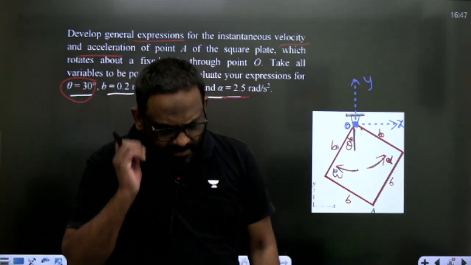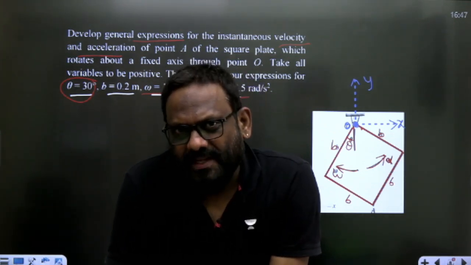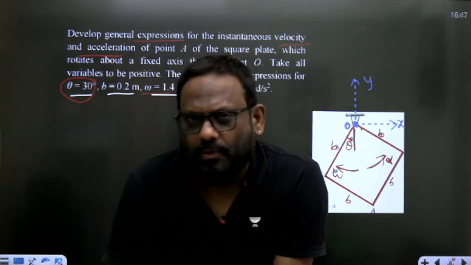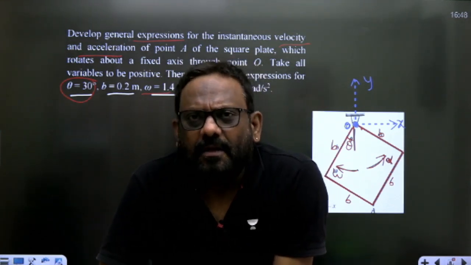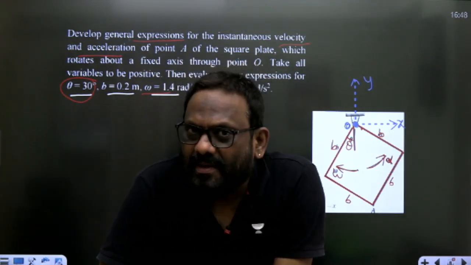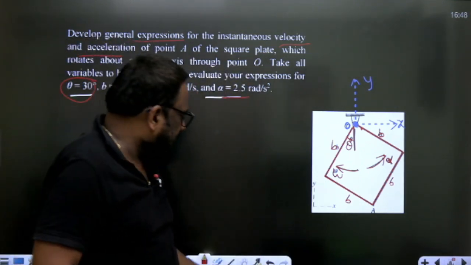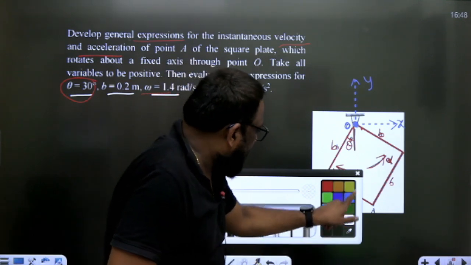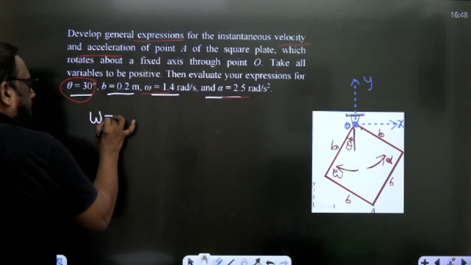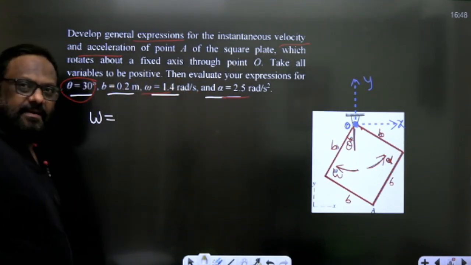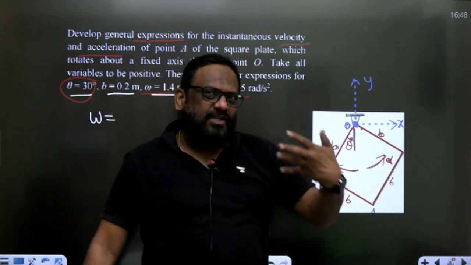Whenever you get a question on acceleration, my humble request, go for the vector approach, it will be a little faster. Just taking the cross product, you get tangential acceleration, you get normal acceleration, that's it. So the first and foremost thing, my dear students: what is the value of omega? It is 1.4 radian per second. See the direction of omega, clockwise. Should I take minus or plus?